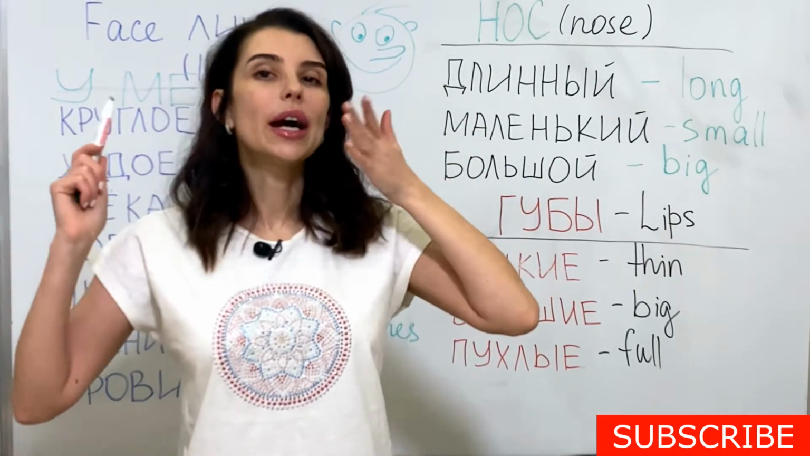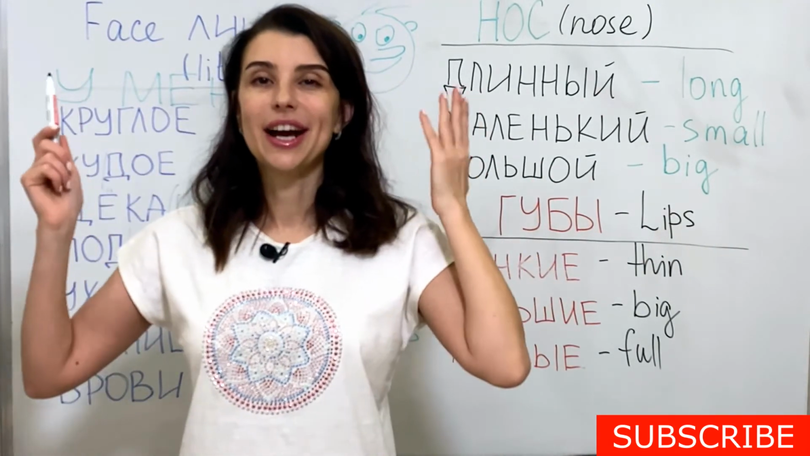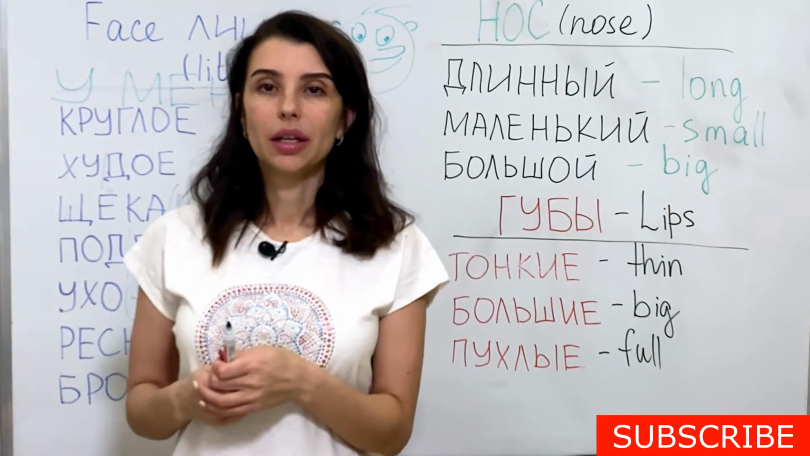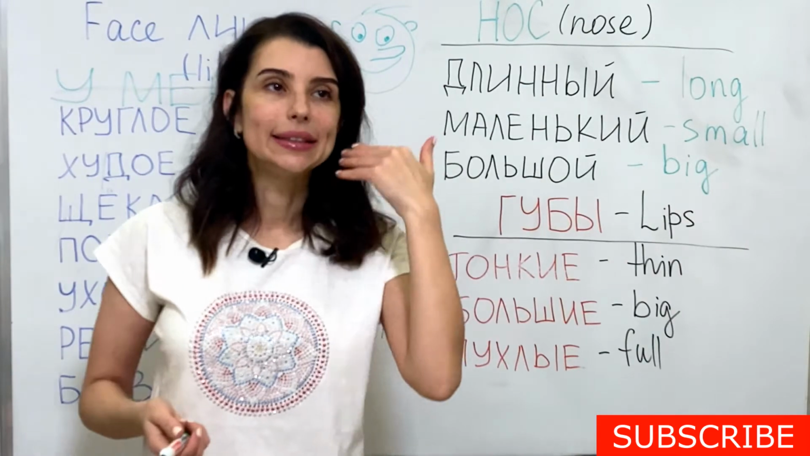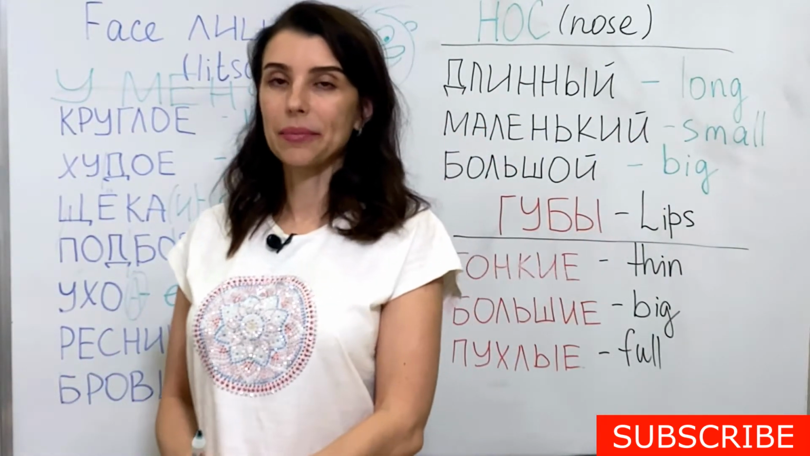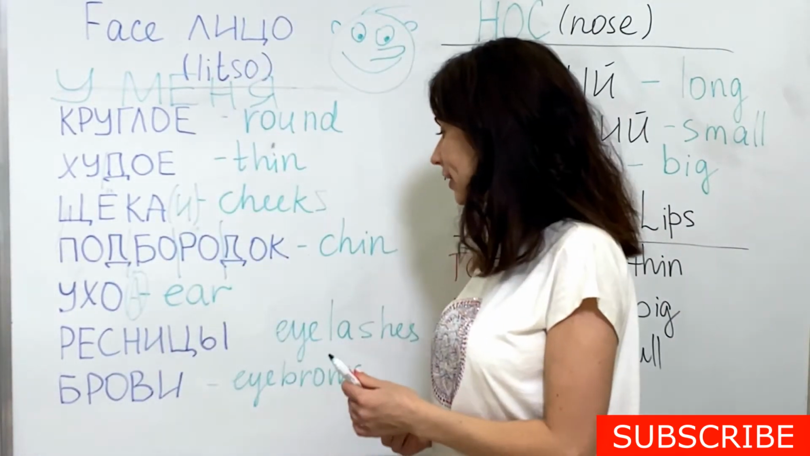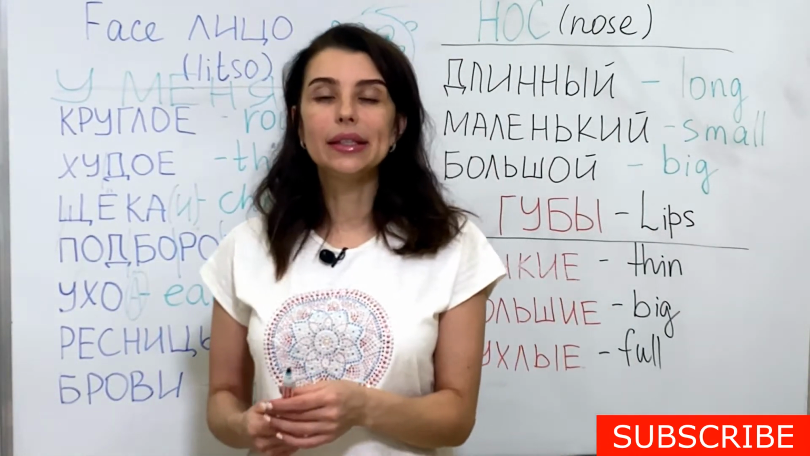Eyelashes in Russian means ресницы. Long eyelashes, длинные ресницы. Длинные ресницы.